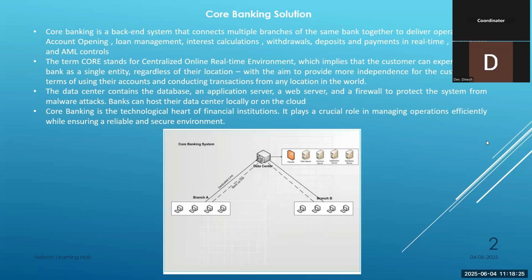So these are the essential components of the core banking system. Core banking: centralized, online, real-time environment. That is the meaning of core banking systems. Customer can experience the bank as a single entity regardless of their location. This is the biggest benefit of core banking systems.